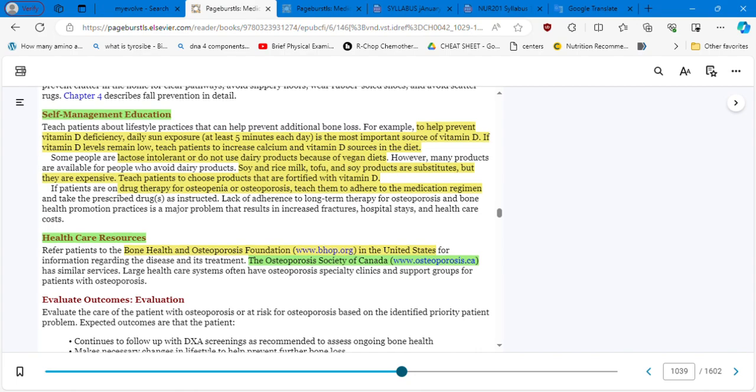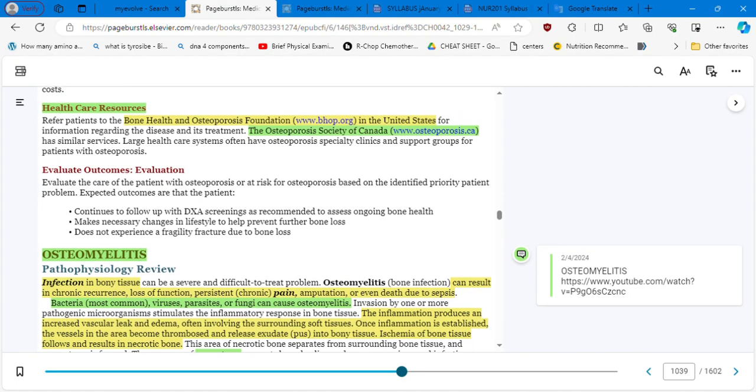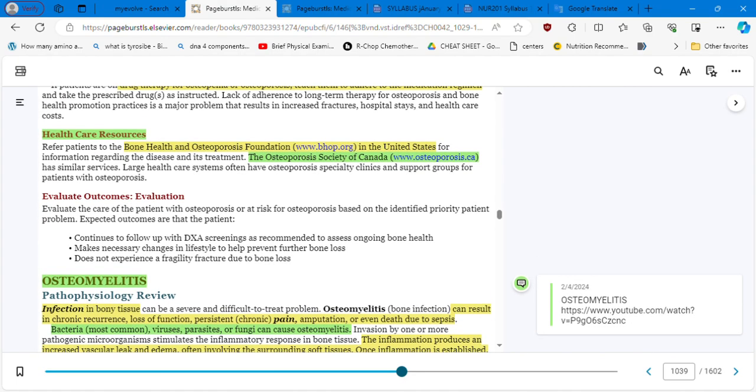Healthcare resources: we have the Bone Health and Osteoporosis Foundation, and we have the Osteoporosis Society of Canada. I've checked the websites, and they are very good at providing information. And our patients right now love to be educated. If you give them brochures, they will appreciate it. If you give them websites, they will love it. They want to be on top of their diseases and conditions.